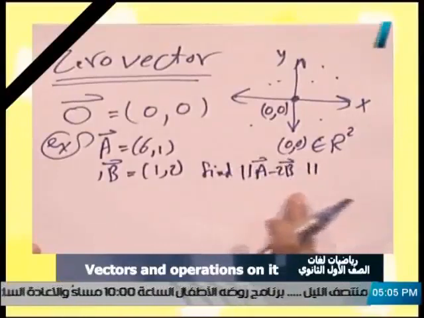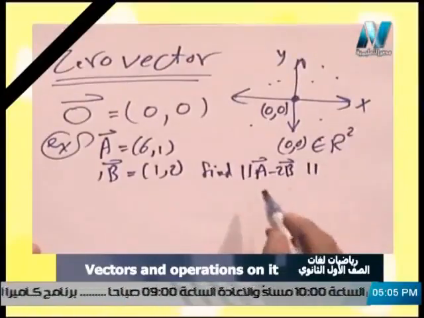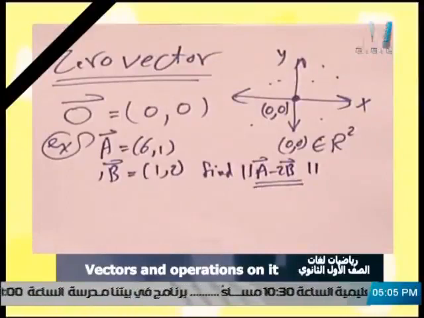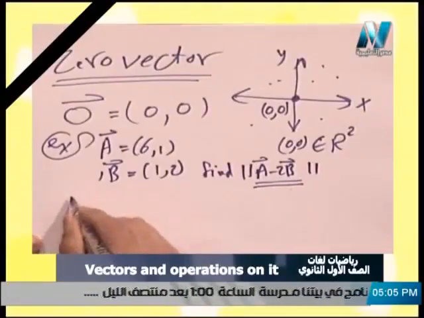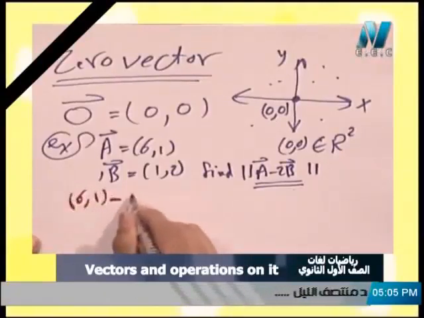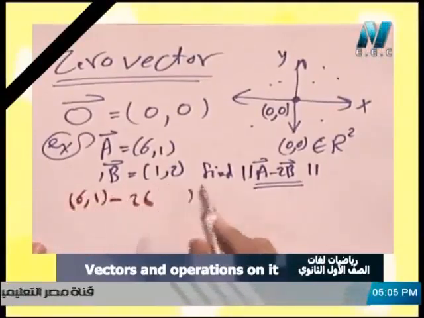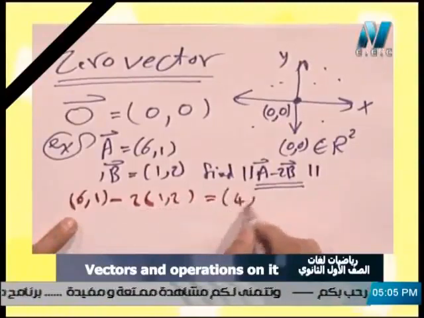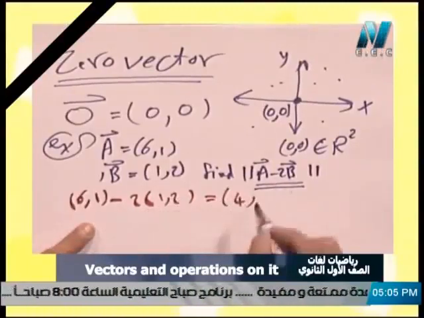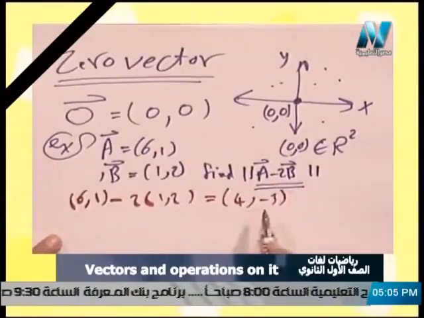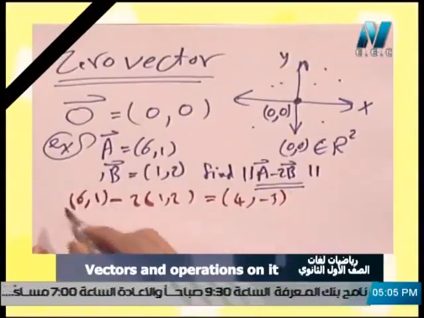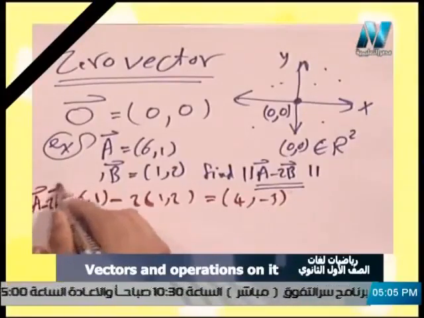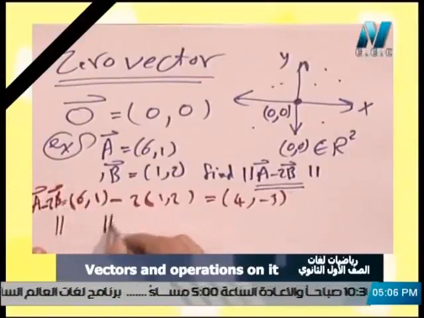The norm of this vector means we must first calculate the vector A minus 2B. Yes, we can put vector A here, 6 and 1, minus 2 multiplied by the vector 1 and 2. 6 minus 2 times 1 equals 4. 1 minus 2 times 2 equals -3. So this vector equals 4 and -3. What is this vector? This vector is A minus 2B as a vector, but we would like to find its norm.